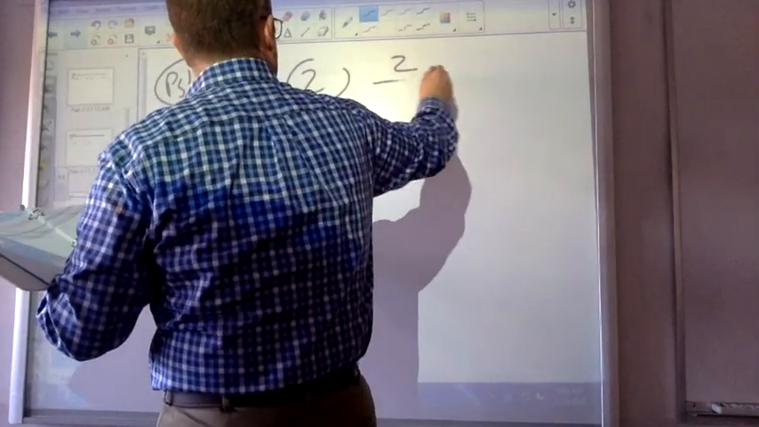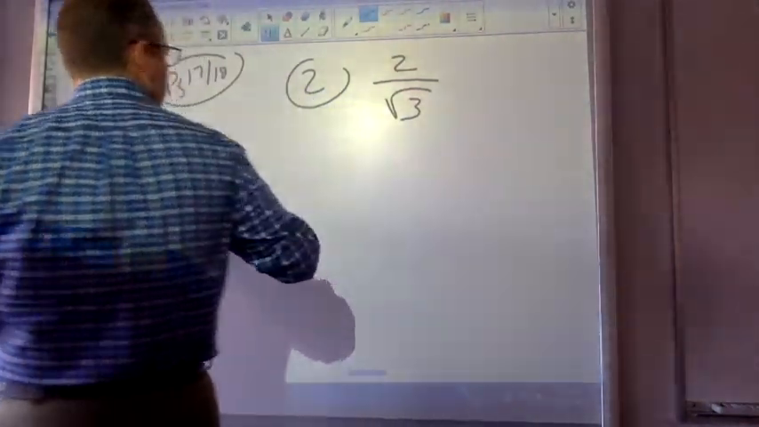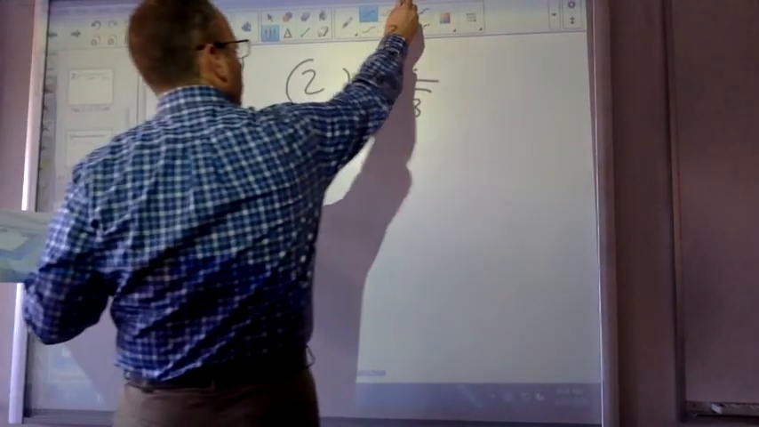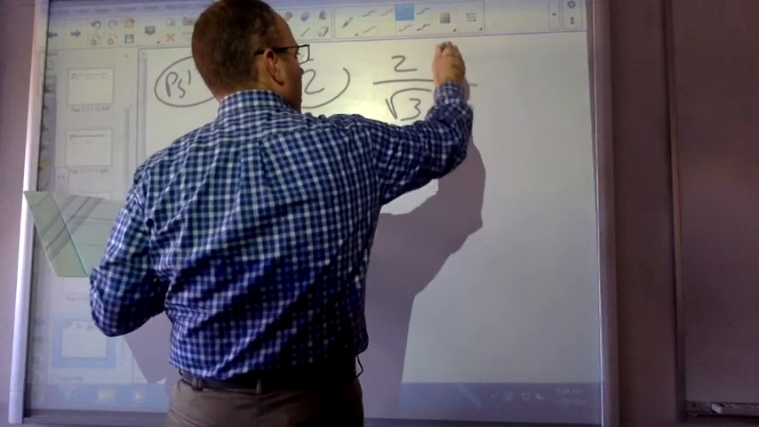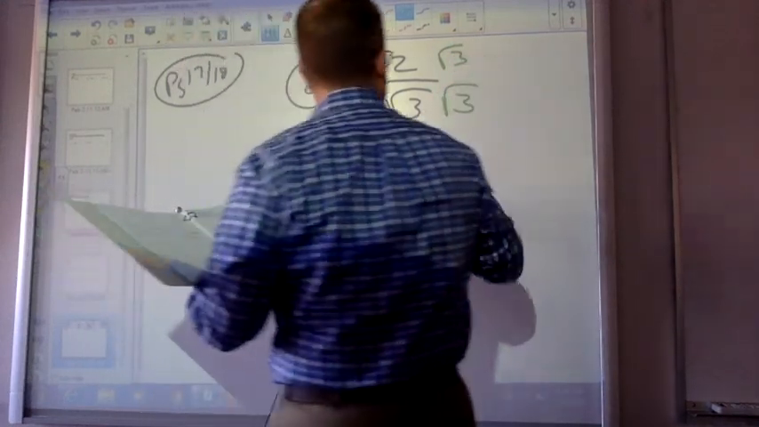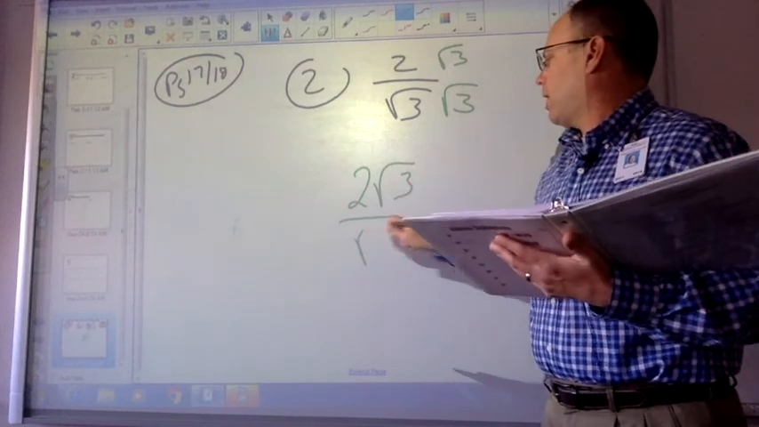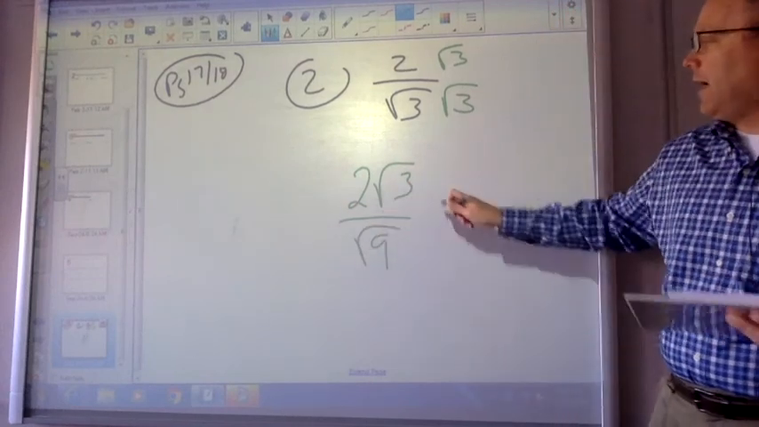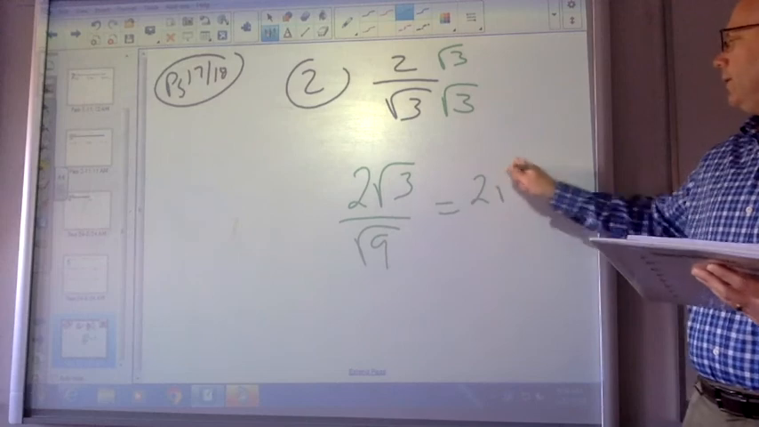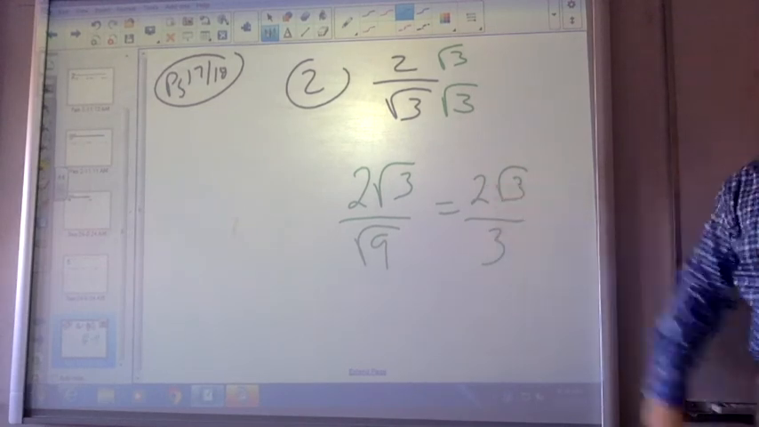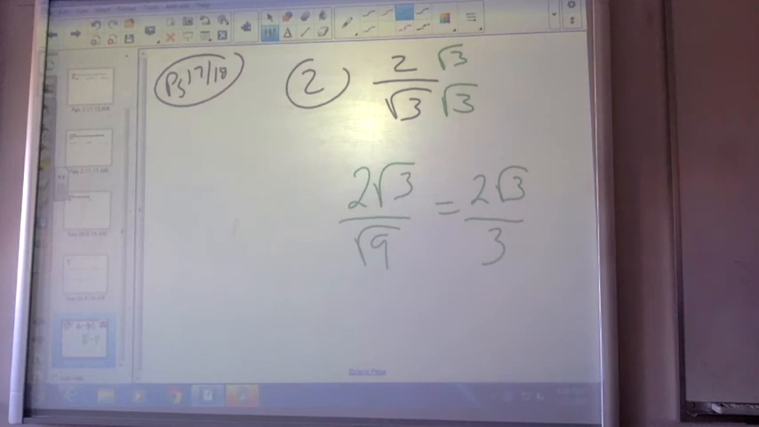So we have 2 over the square root of 3. Remember yesterday we said we don't like to have the radical on the denominator, so we have to rationalize it. So I'm going to multiply both top and bottom by root 3 in this case. That gives me 2 square root 3 over square root 9. Square root 9 is 3. Check to see if those can reduce. If not, you're done. What about anything up to the first 8?